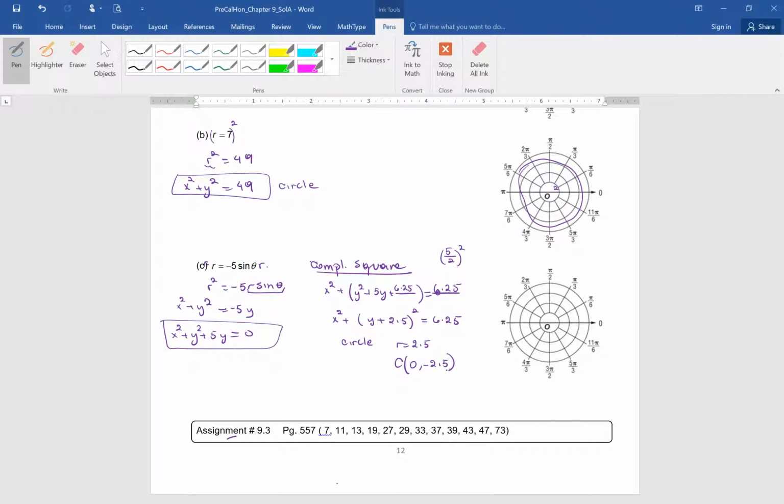R is, because it goes a maximum of 5. All right, but now look at this one. We had r equals negative 5 sine theta. We know that that's a circle with a diameter of 5, right? And the negative here is a reflection around the x-axis or the polar axis. So this is going to be a circle like this, okay, where this is 5.